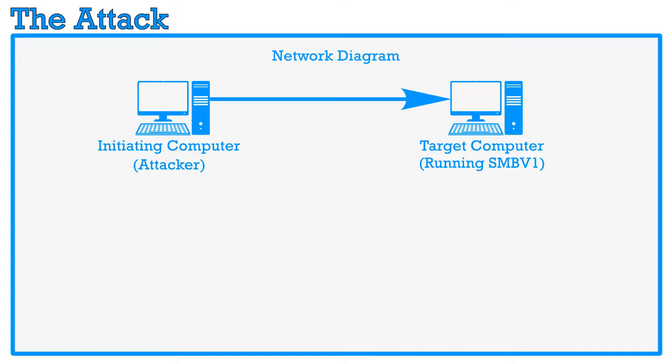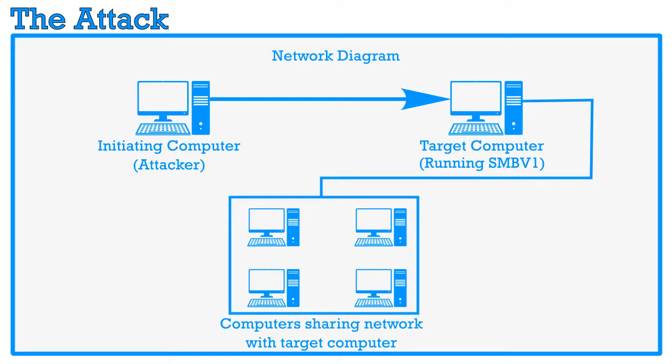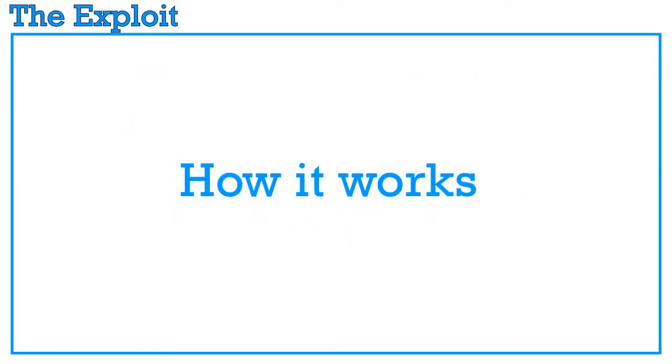This allows the attacker computer to run remote code. While only one connection is required, that is often not the main goal while using this exploit. The attacker will then use this connection in order to connect to a number of other computers that share the same network as the target computer. We will now discuss how the exploit works.